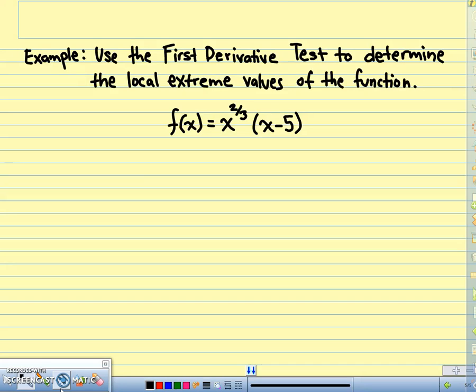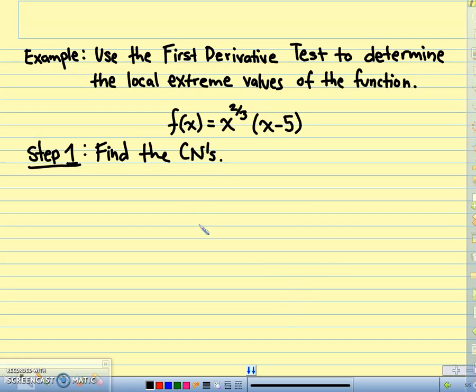Okay, so here's another example. Use the first derivative test to determine the local extreme values of the function. Here's your function, and what I want you guys to do is start it off. Step 1, go ahead and pause the video and find the critical numbers. Okay, so you do this right now, and then I'll show you the answers in a bit. So pause the video.